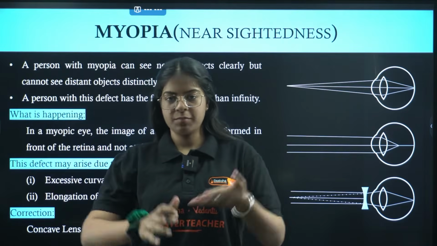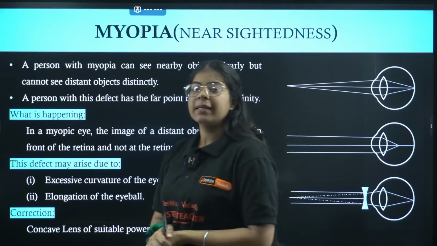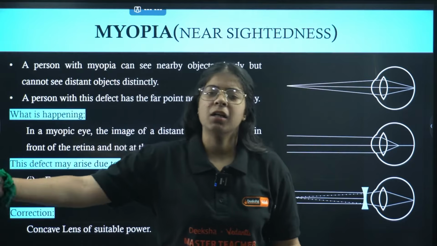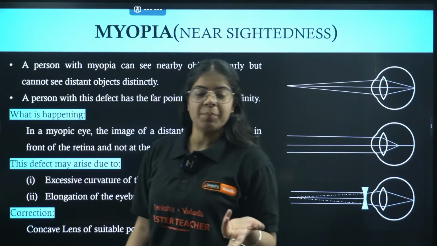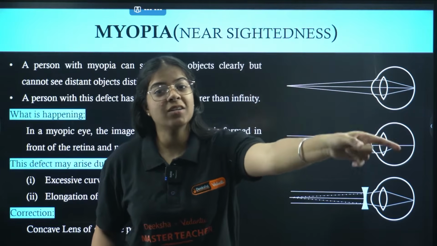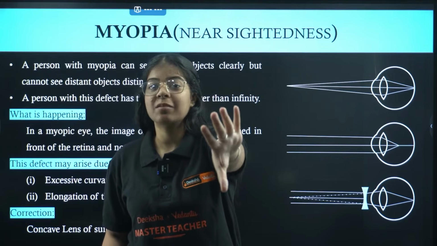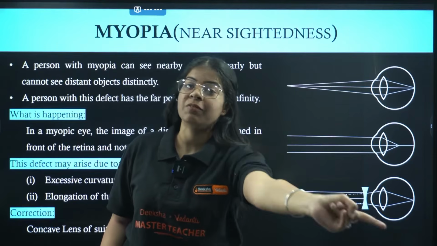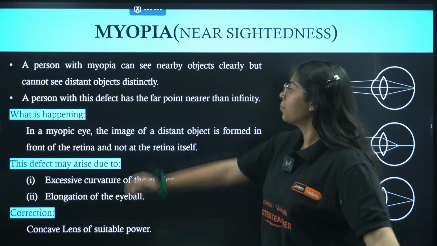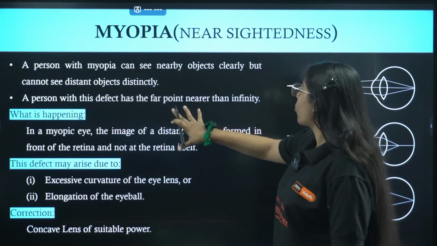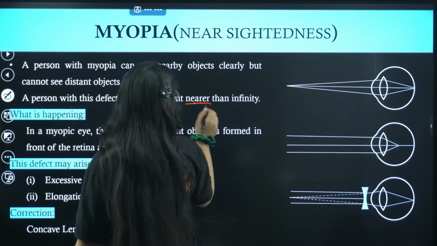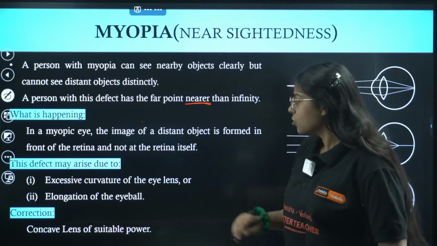Now, let's see the physical significance of it. Understand myopia in this way: I cannot see objects at infinity, but I can see objects at 10 meters, let's say. So what is happening? The far point of a normal eye was infinity. Now it has changed to what? I can see 10 meters, so the far point has changed from infinity to 10 meter. Correct. So we can say the person with this defect has a far point nearer than infinity.